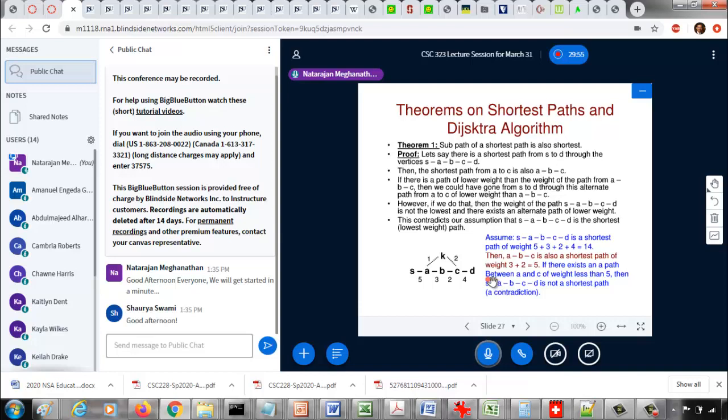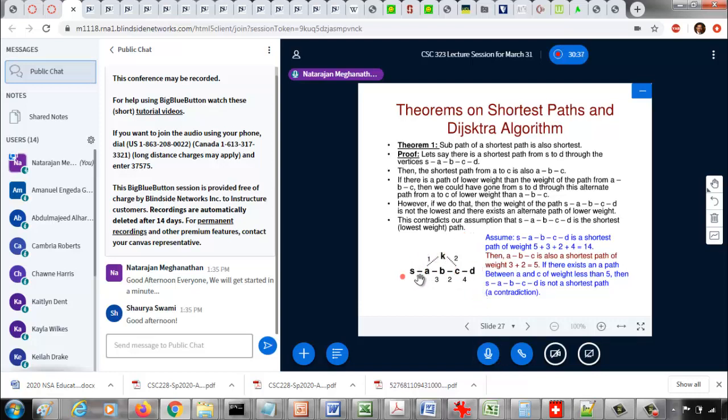But remember, we are given that SABCD is a shortest path, and we are claiming that for the pair AC, the subpath ABC is not a shortest path, and that there exists a hypothetical shortest path from A to C other than this ABC. What we are now showing is that such a hypothetical path cannot exist, because if such a path exists as a shortest path between A and C, then SABCD itself is not going to be a shortest path. In this example, SAKCD is going to be a shortest path. That's a contradiction.